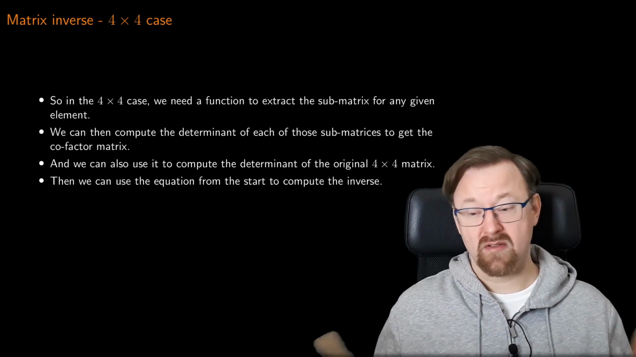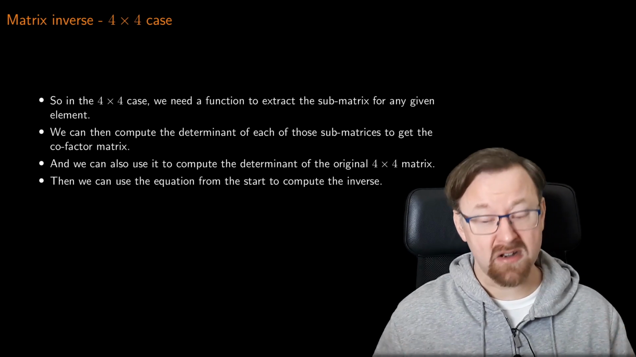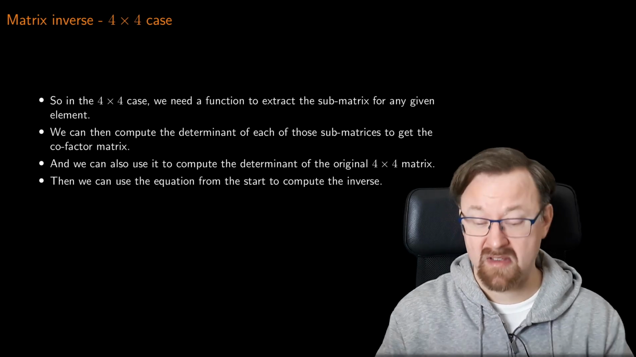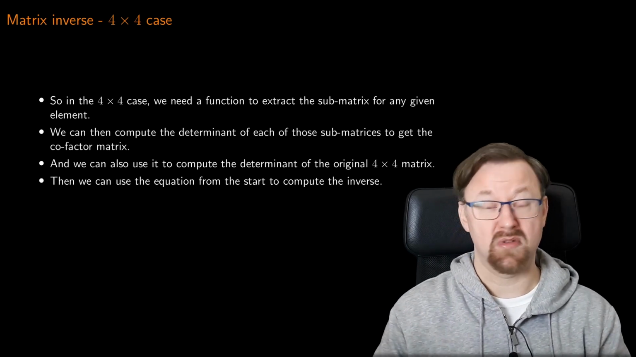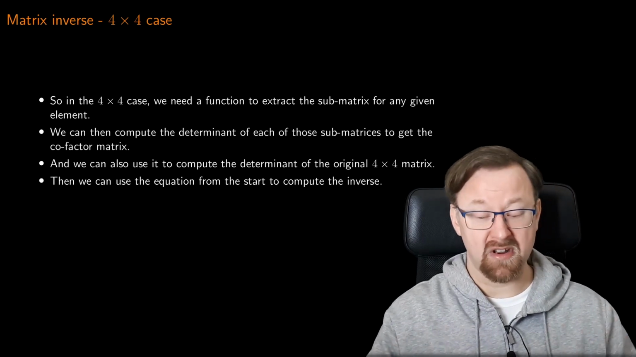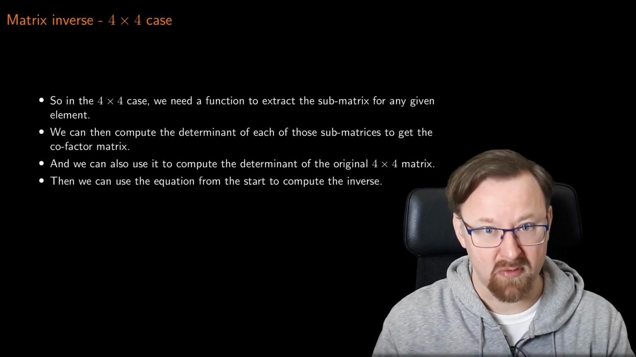So in the 4x4 case, we need a function to extract the submatrix for any given element, and we can then compute the determinant of each of those submatrices to get the cofactor matrix, and we can also use it to compute the determinant of the original 4x4 matrix. And then we can use the equation from the start to compute the inverse, and that's what we need to do.